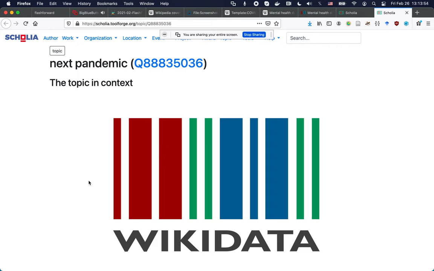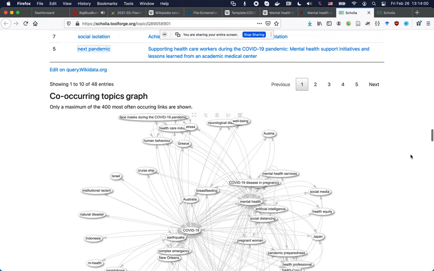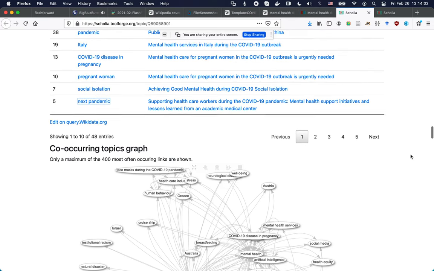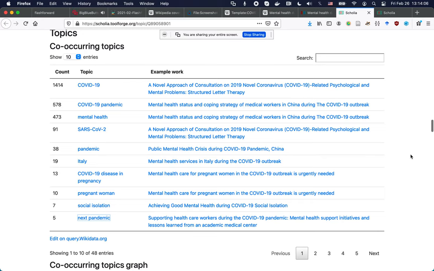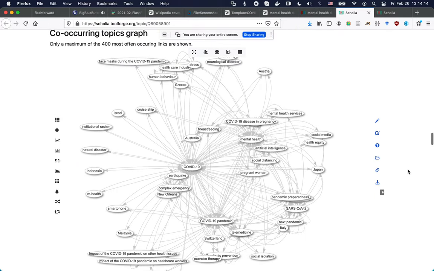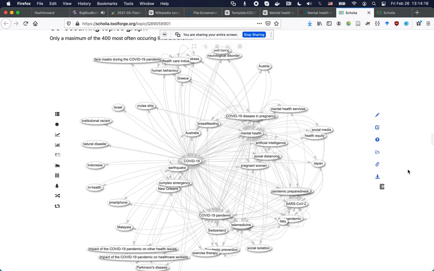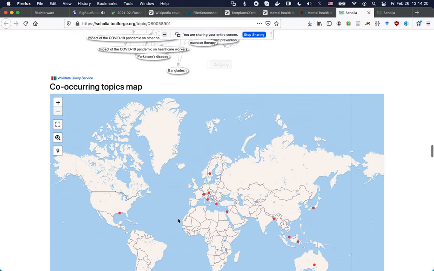And while this profile is loading, I will continue going on with the profile about the mental health issues during the pandemic. So here we had a table of the topics that co-occur with that particular topic, which include also things like Italy. Here we show the graph of those topics, how they are interrelated. And some of those topics have a geolocation like Italy, and so we can plot them on a map.